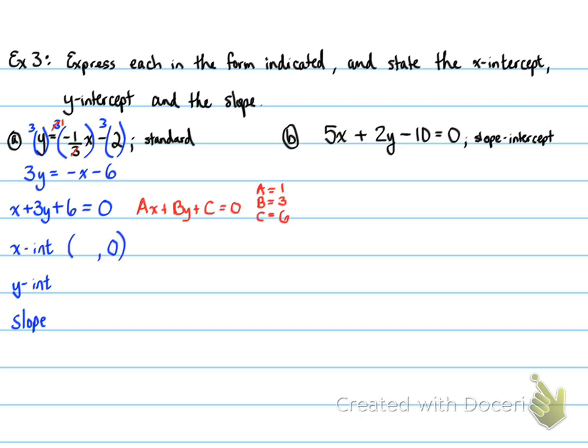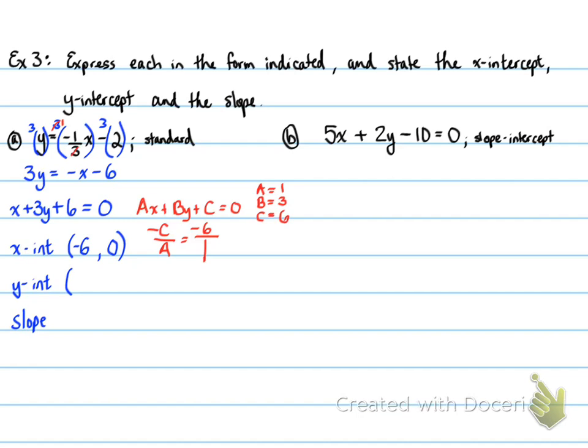X-intercept has something, 0. In this case it's going to be negative 6, 0. Why is that the case? Well, it's going to be negative 6 because we take negative c over a. To find the x-intercept, we cover up the b, we need negative c over a. Negative c is negative 6 over 1, which is just negative 6. And that's why we have negative 6, 0 as our x-intercept as a coordinate.